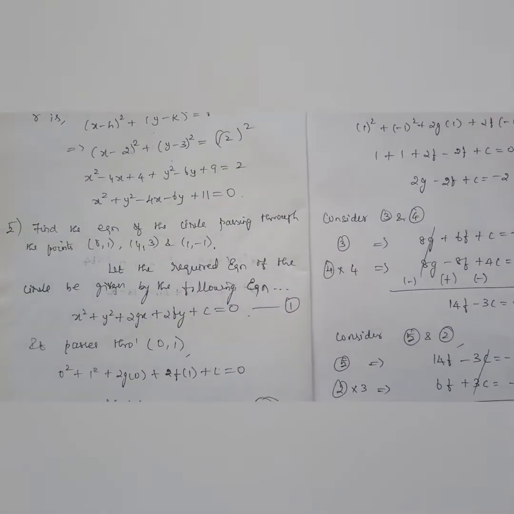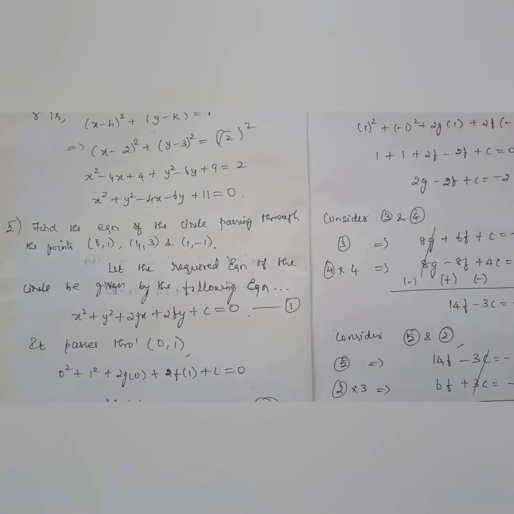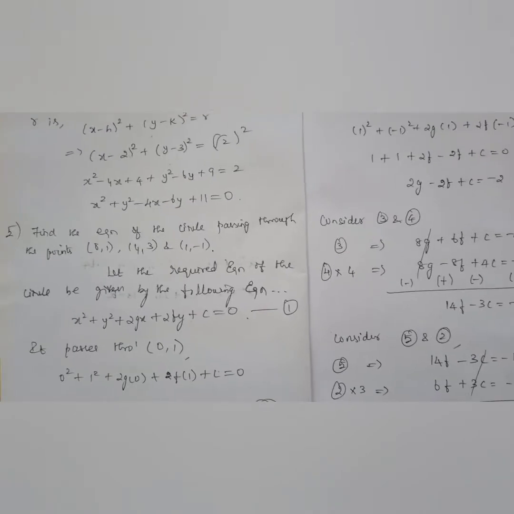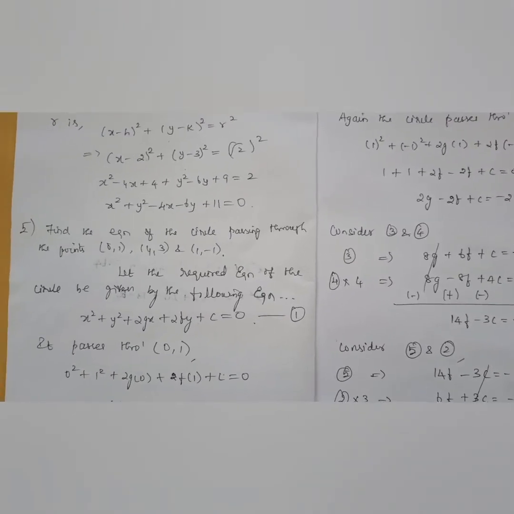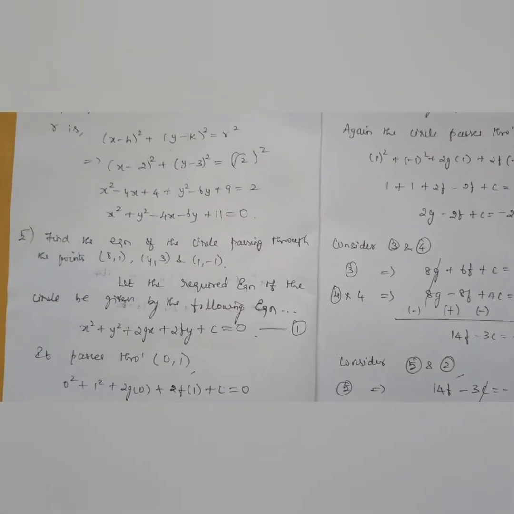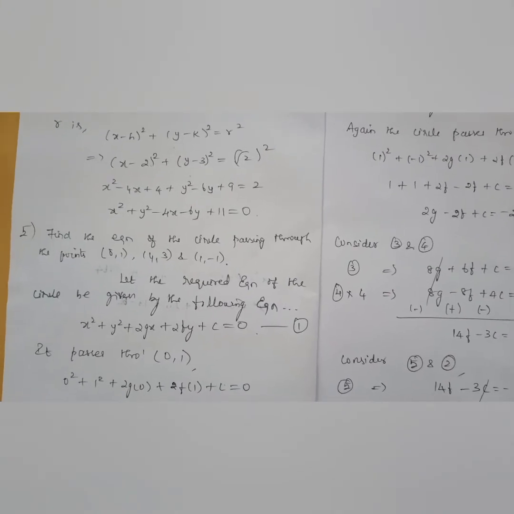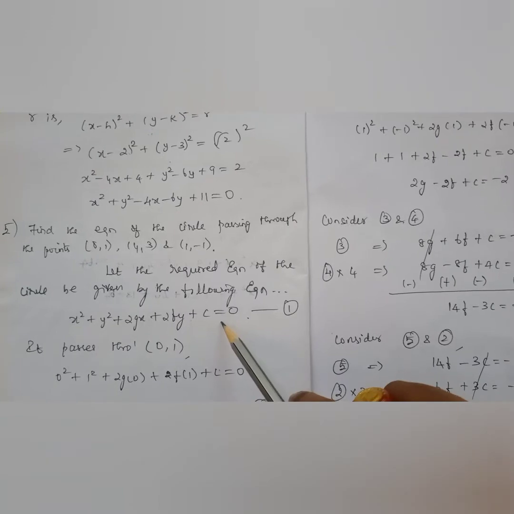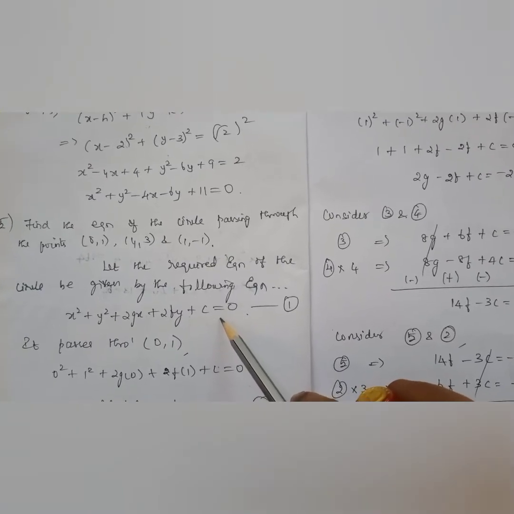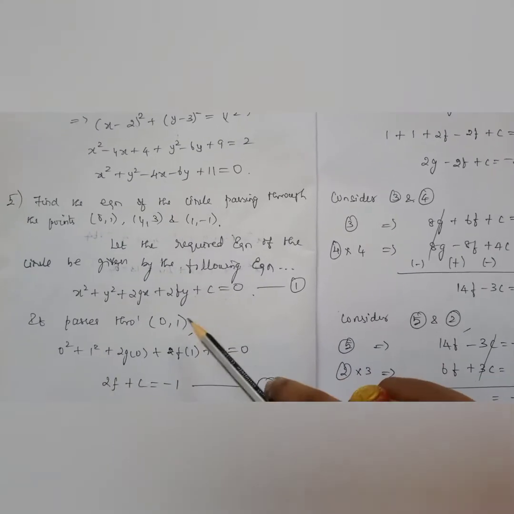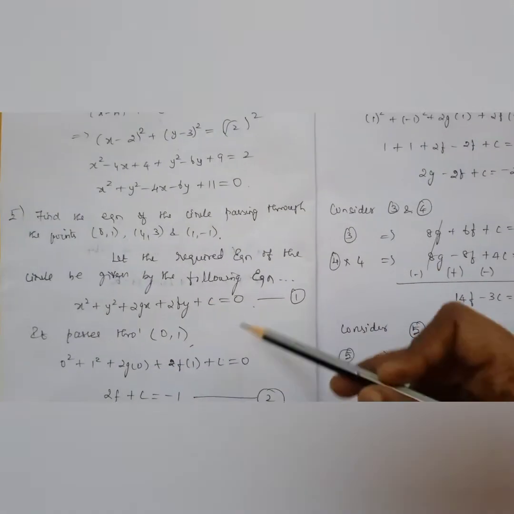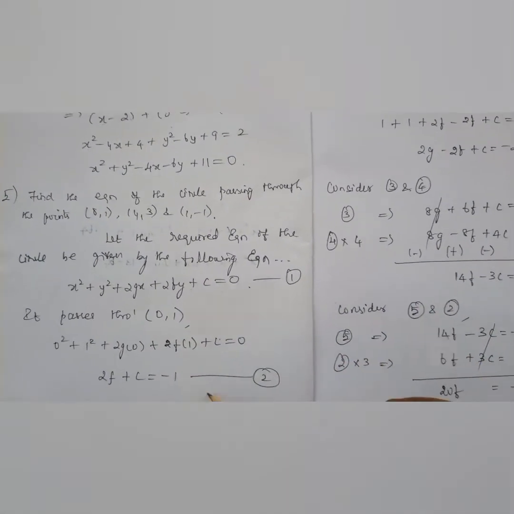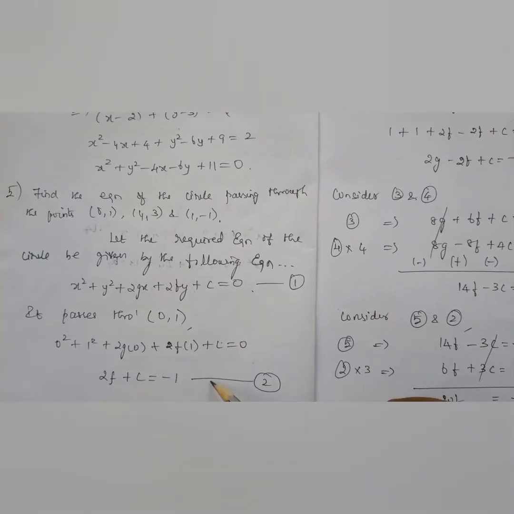So the required equation of the circle is given by the general equation. We have seen it initially, when I was giving the introduction, we went through the general equation of a circle. What is the general equation of a circle? x square plus y square plus 2gx plus 2fy plus c equal to 0. So I will substitute the points one by one. First I'll substitute the first point in the place of x and y. I'll substitute 0 and 1. I'll get an equation 2f plus c equal to minus 1.